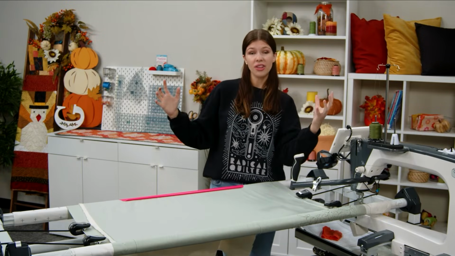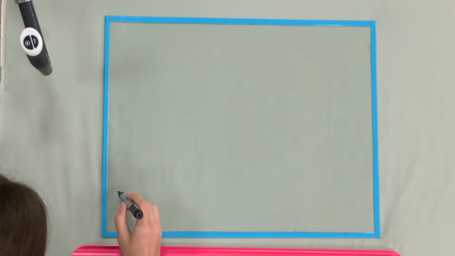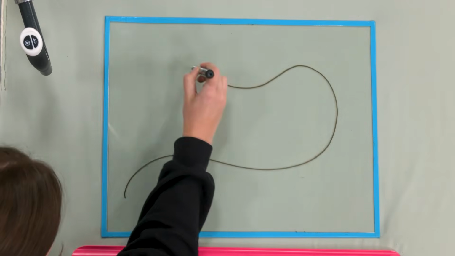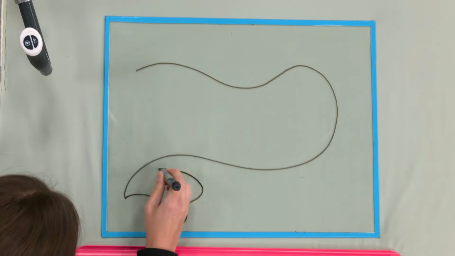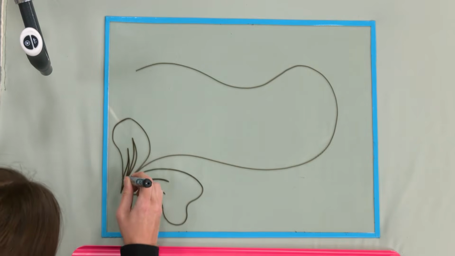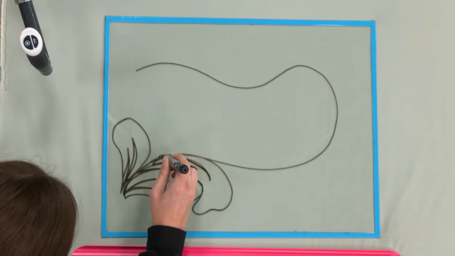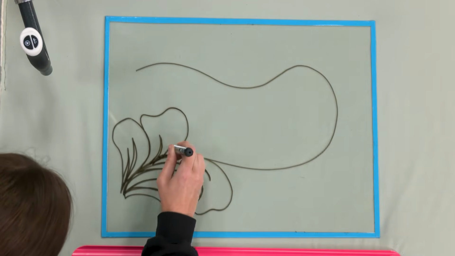Our final free motion design is a version of a feather, but we're going to turn it into a fun little leafy shape. To start our leafy feather, we're going to make a line in the direction that we want our leaves to go, and then I'm going to go back and start at the beginning, and I'm going to make my leaf teardrop shape, but I want it to kind of look more organic like a leaf.